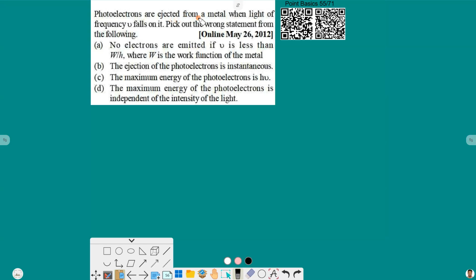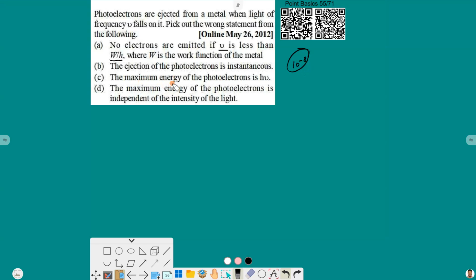Photoelectrons are ejected from the metal when light of frequency nu falls on it. Pick the wrong statement from the following. No electrons are emitted if frequency is less than W by h, where W is the work function. So that is basically right. Ejection of the photoelectron is instantaneous. Yes, it is instantaneous, meaning the time is around 10 to the power minus 8 seconds. So this is almost instantaneous.